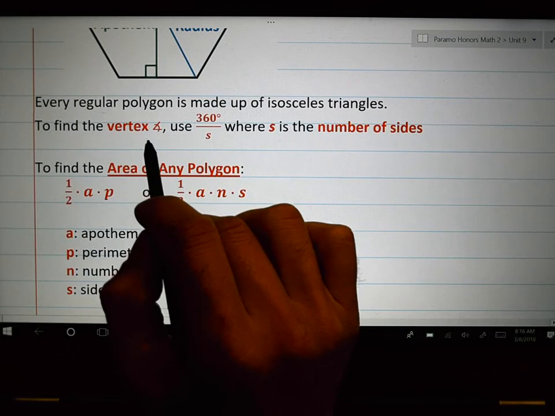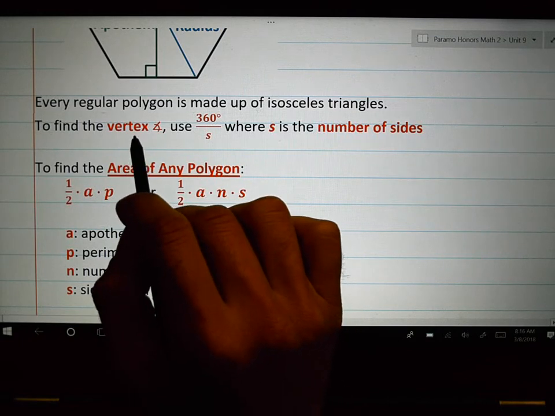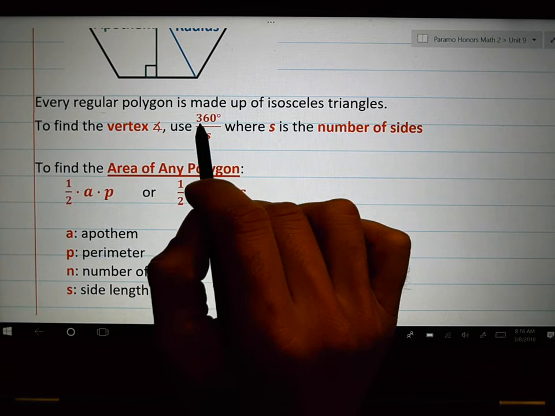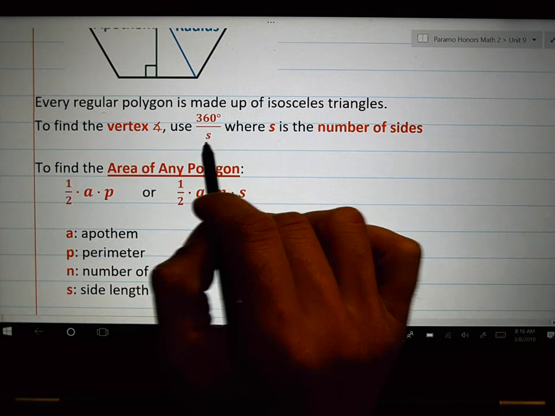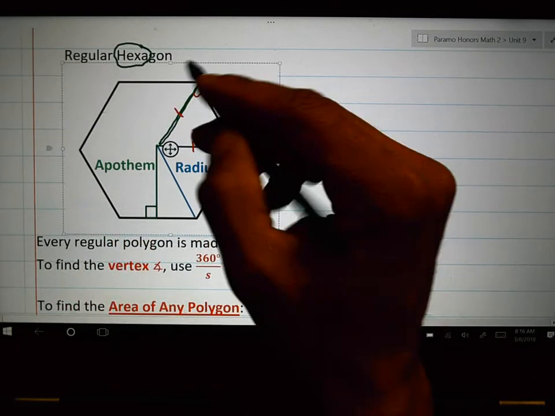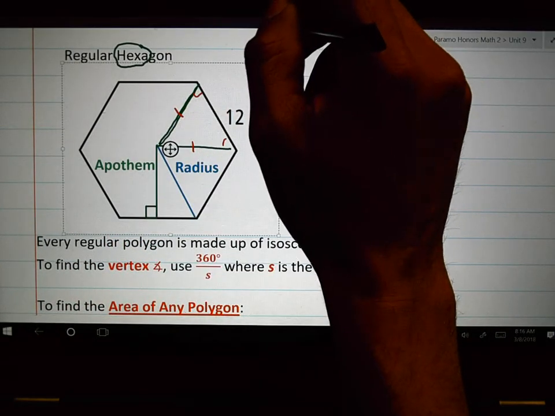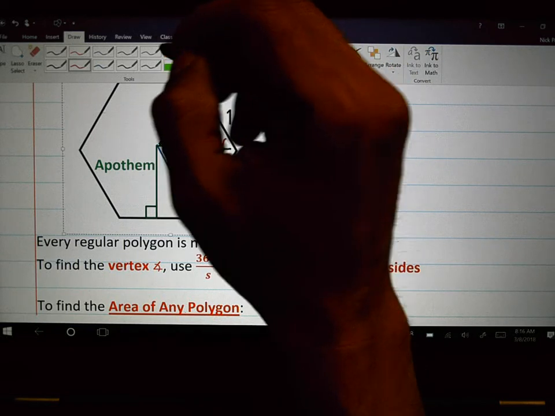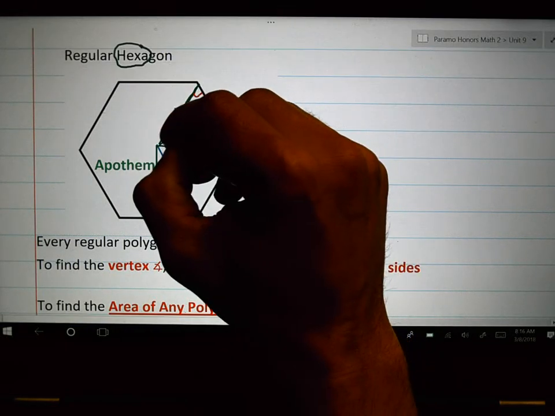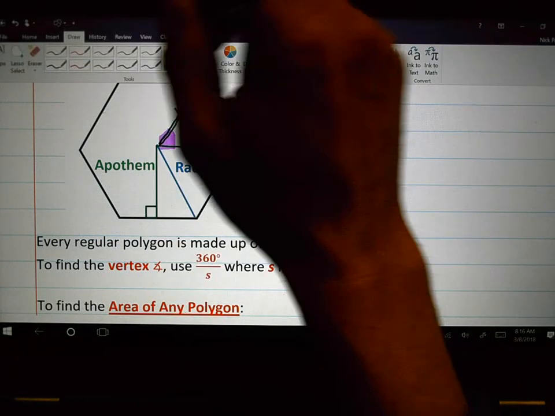So the first formula that you have is, how do I find the vertex angle? It's 360 degrees divided by s, where s is the number of sides. What does that mean? That means this, and I'm going to label it in this picture, in a different color, let's label it in purple. That angle there is your vertex angle.